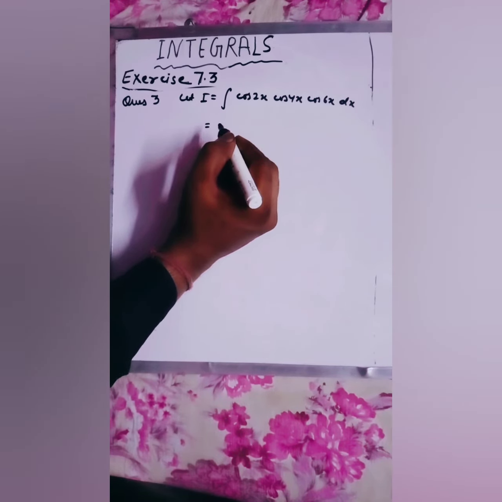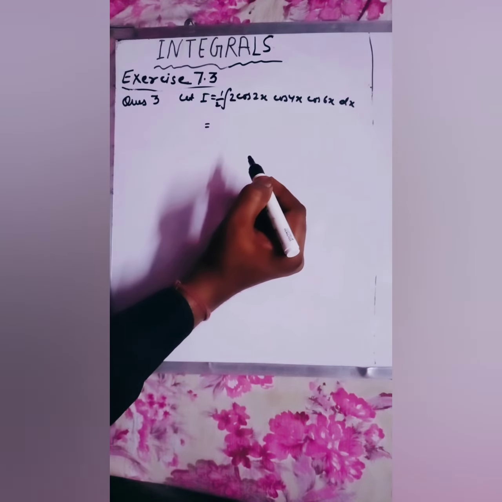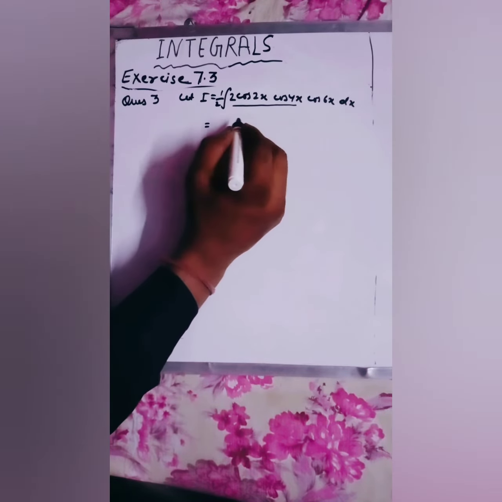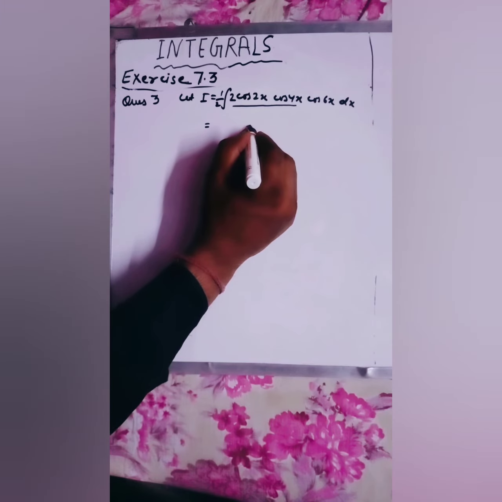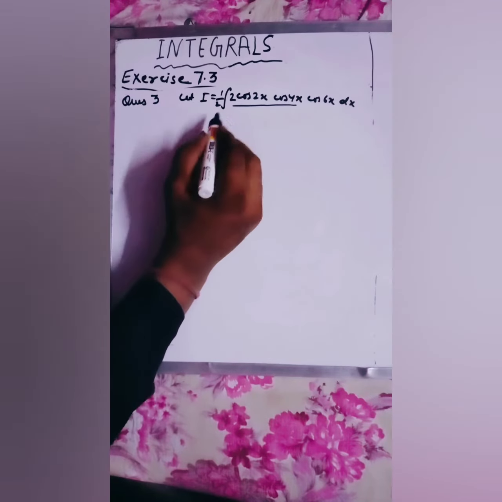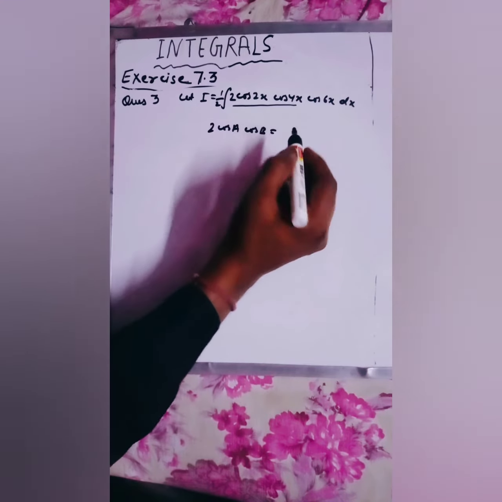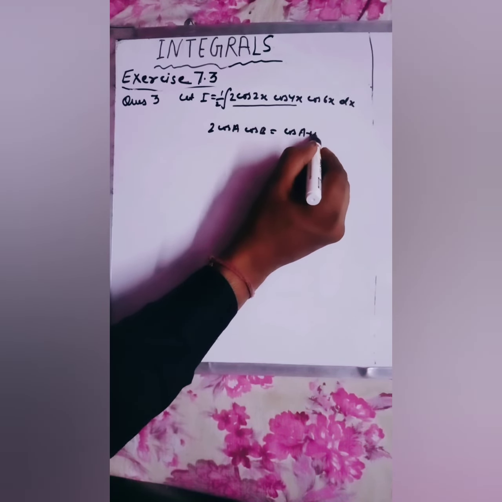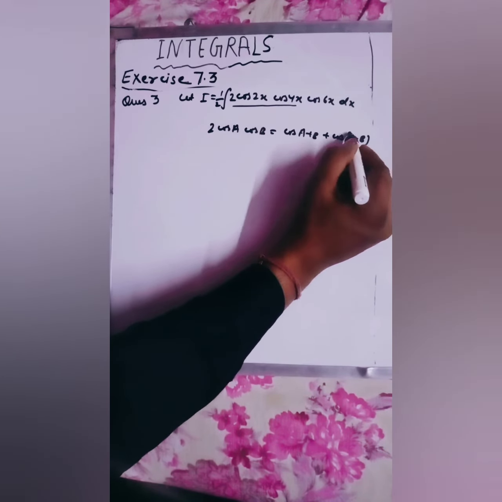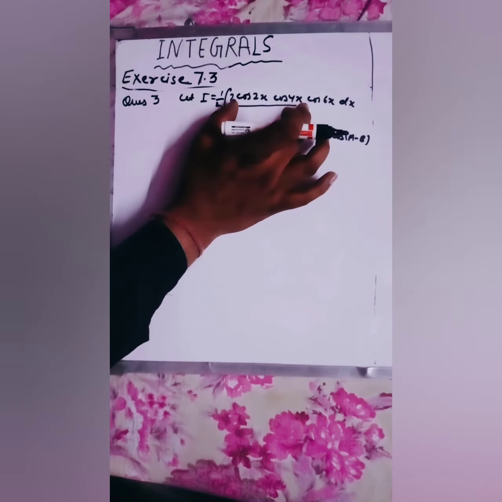In this question, again I'm multiplying this by 2 and dividing this whole by 2. Okay, so you will get this step, and here you have to apply the formula. The general formula I'm writing here, which you have to apply, is 2 cos A cos B is equals to cos(A plus B) plus cos(A minus B). So this is a general formula which you have to apply here.